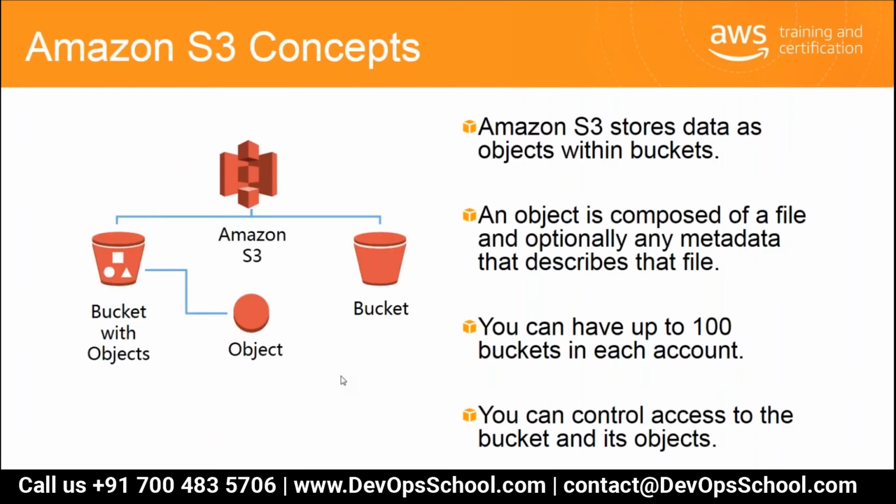All right. So S3 stores data as objects in a bucket. All the data is stored as objects within a bucket. An object is composed of a file and metadata. Metadata is optional, but it describes your file. You can have up to 100 buckets in each account. So the number of buckets is limited per account, but the amount of data within a bucket is not limited as such. You can use any amount of data within your bucket.